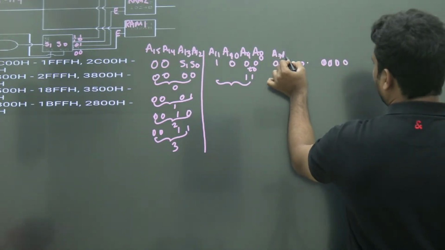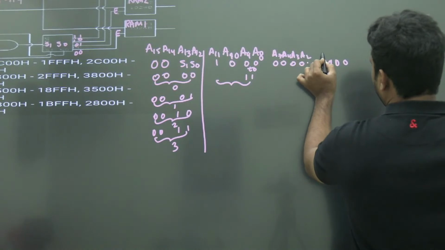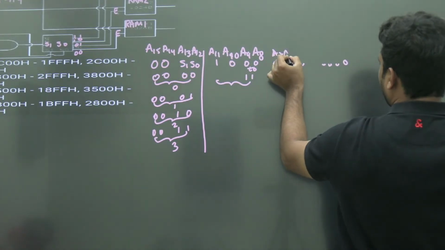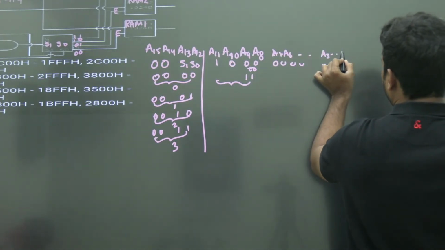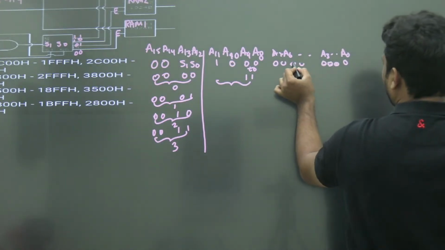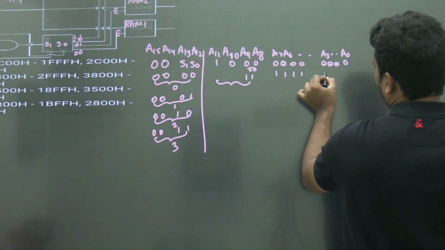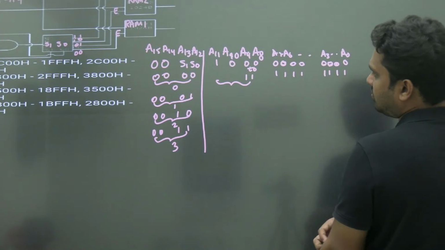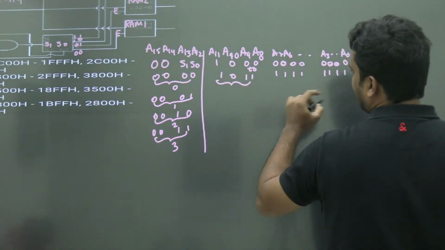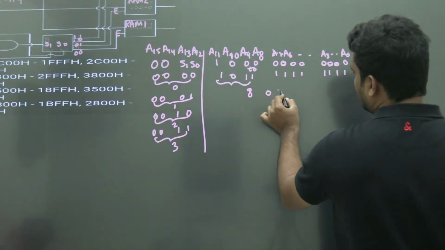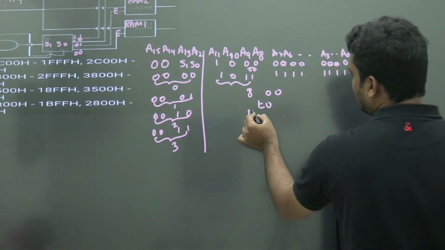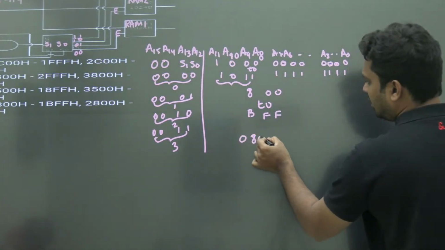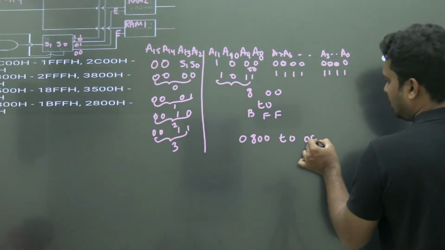The remaining can be, okay. So this will be, what is that? 800 to 1011 means BFF. So you can say the address will be 08002 to 0BFF.